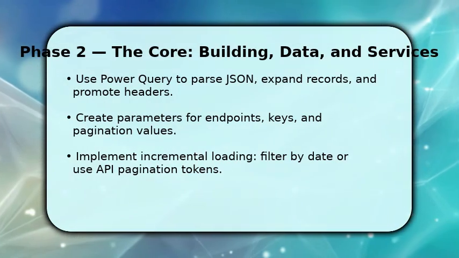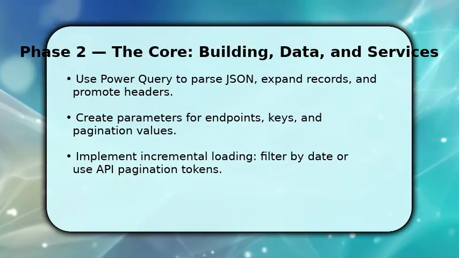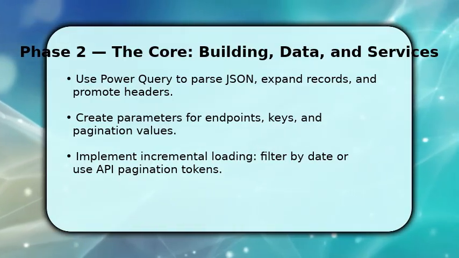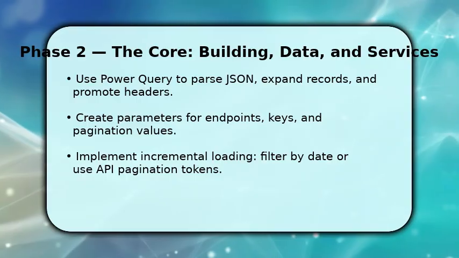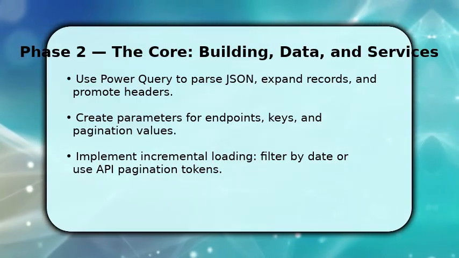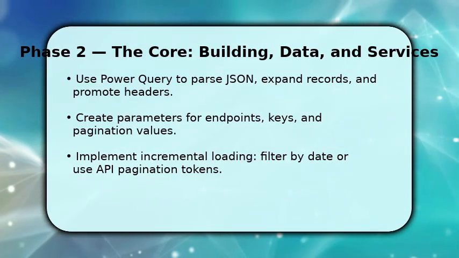Now you parse and shape the data in Power Query. Expand JSON records, promote headers, and convert types so columns are analyzable. Next, create parameters for endpoint, API key, and page size.